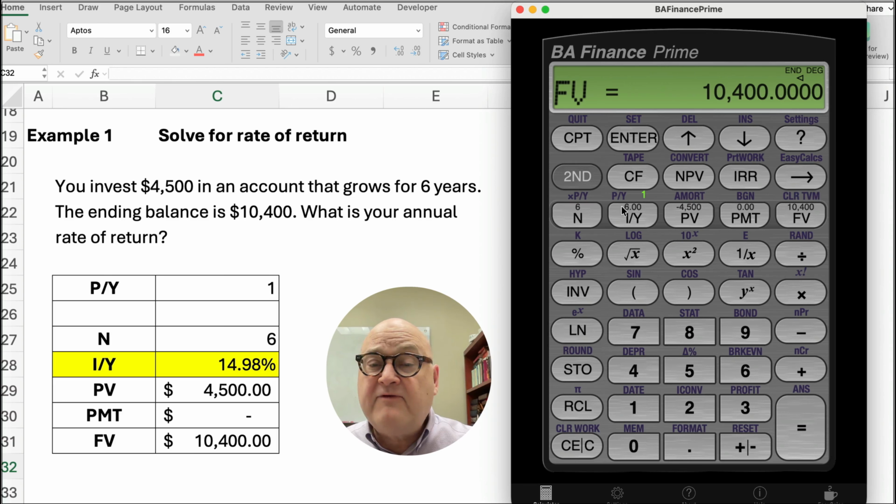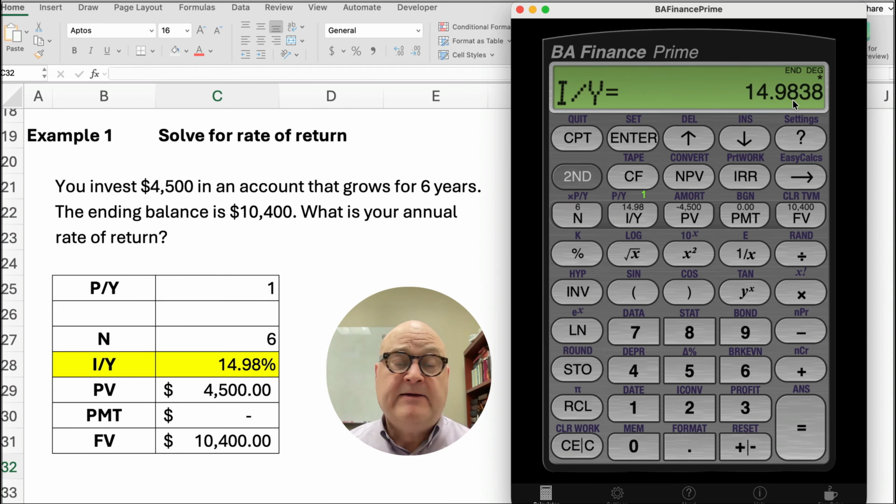So now we have everything entered. So I'm going to hit compute, and then the interest rate, and that's 14.98984 or 9838. So if you invest $4,500 for 6 years and it grows to $10,400, your annual rate of return is 14.98, almost 15%.